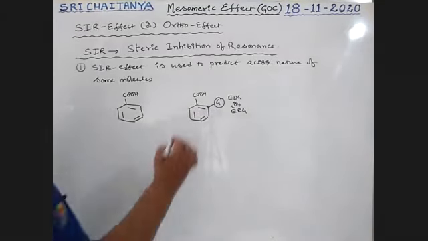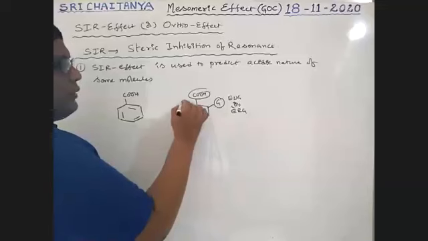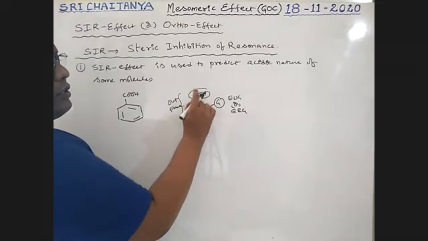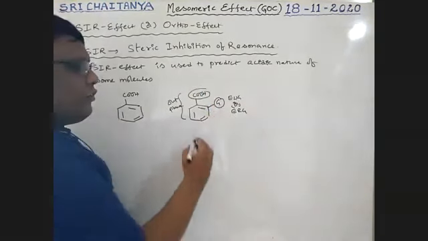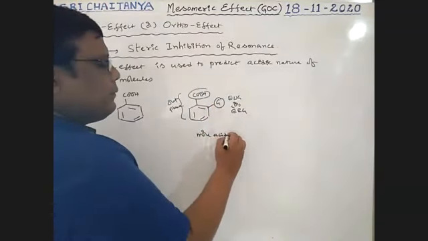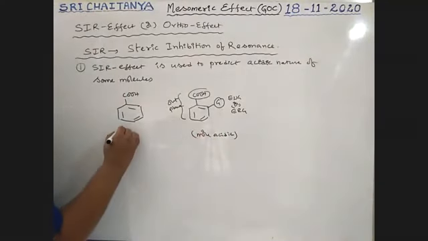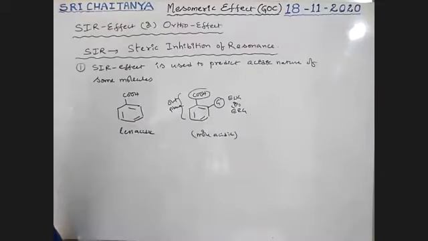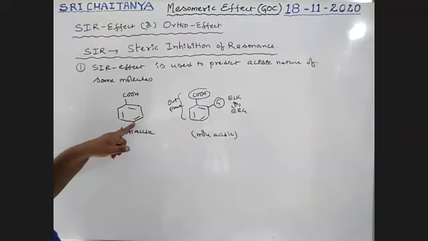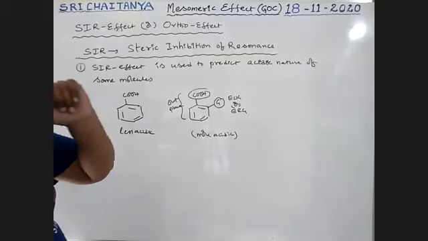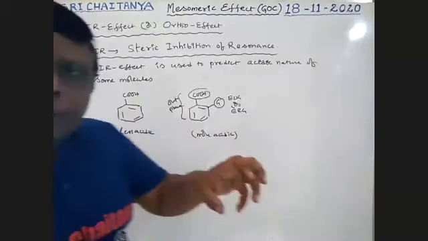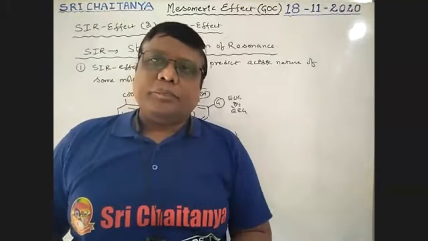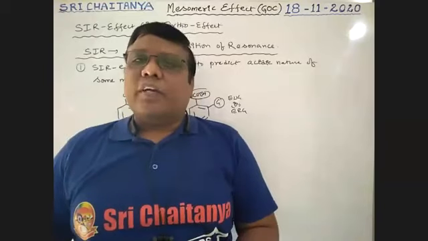Because of that, this one and this one are out of plane. Therefore, this COOH is free, so it is more acidic. This one is less acidic. Therefore, the acidity of benzoic acid is less than that of ortho-substituted benzoic acid. That means if a group, either electron withdrawing or electron releasing, is at the ortho position, the compound is more acidic because of the ortho effect.